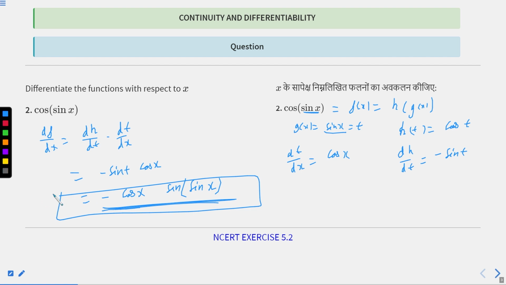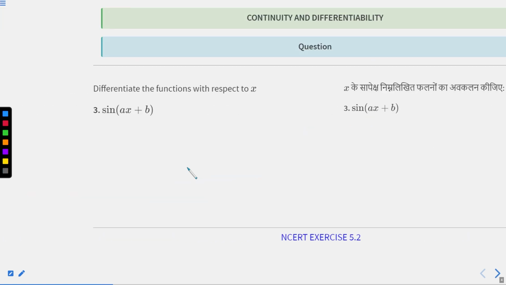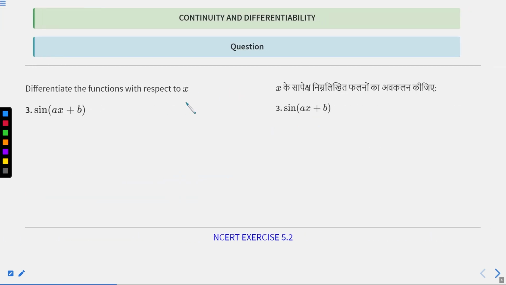Clear? Okay, so now the third problem. Again, we are using the chain rule again and again, so please get familiar and comfortable with it. I will be writing the chain rule every time in this session.